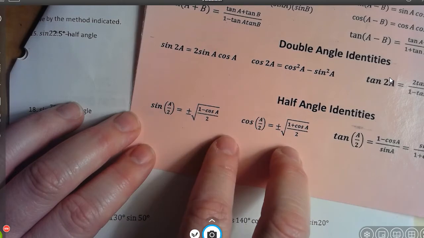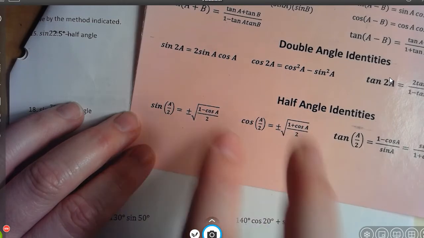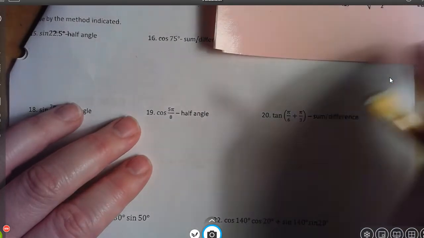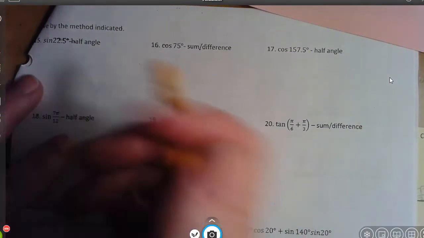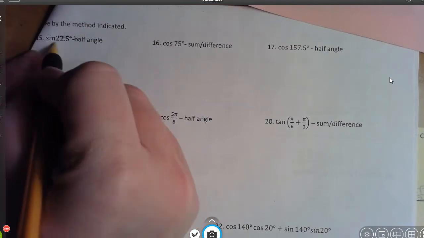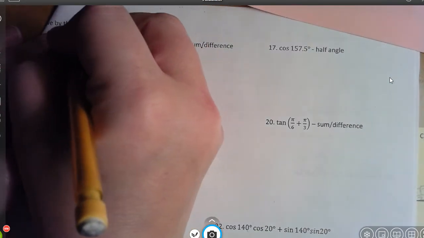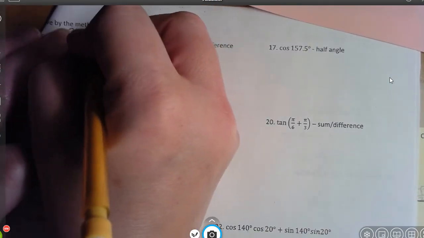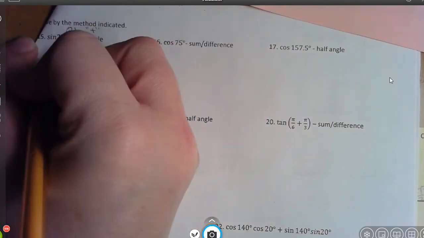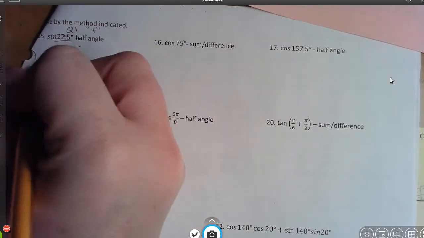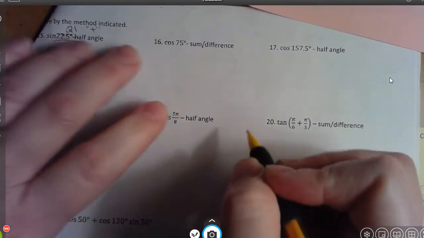Let's just state up front: is the answer going to be positive? Is it going to be negative? These are not hard to figure out. The ones with triangles are a little bit of a challenge. So if I'm going to find sine of 22 degrees, this is quadrant 1, the answer is positive. So when I go to take a square root, it's going to be positive.